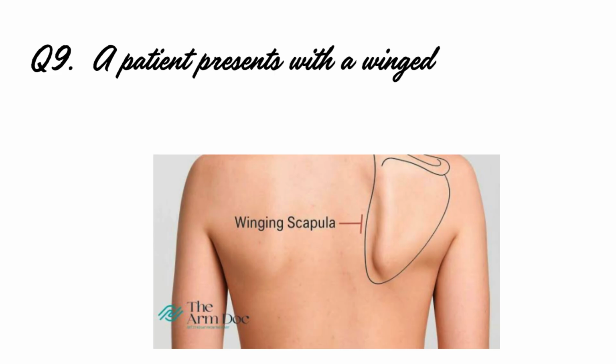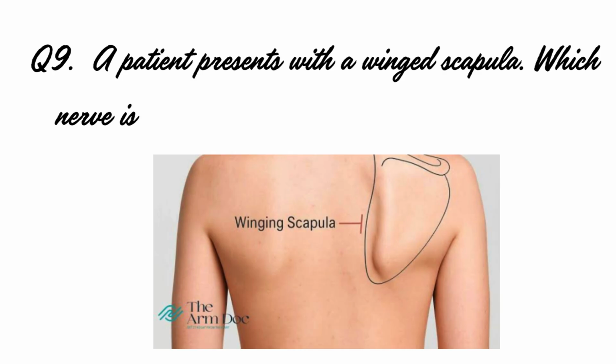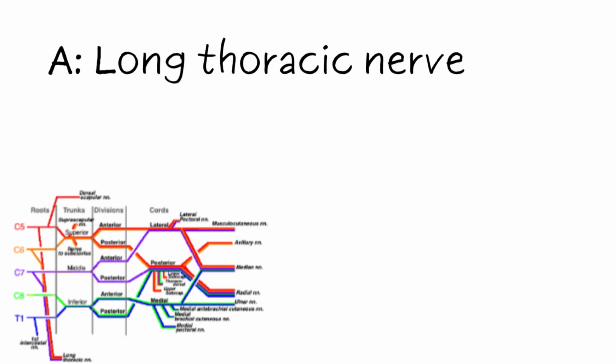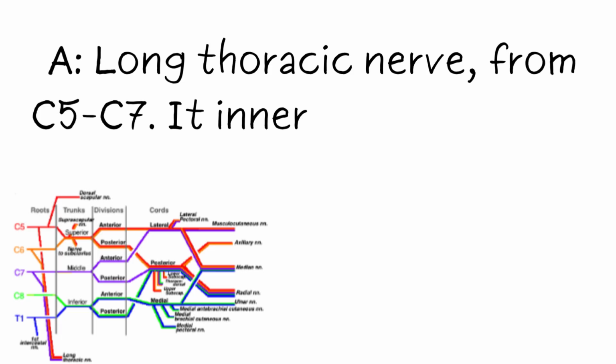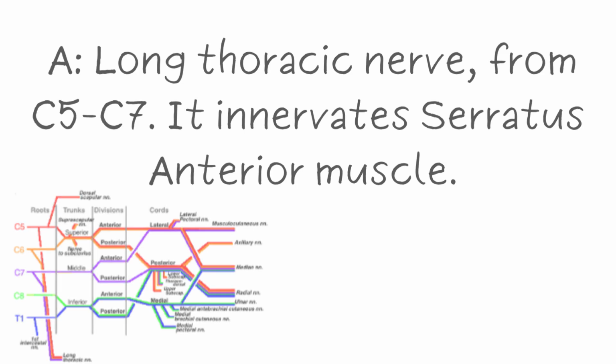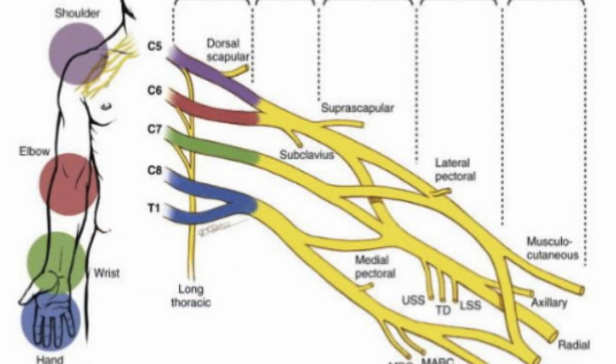Question number 9. A patient presents with a winged scapula. Which nerve is damaged and where does it arise from? The long thoracic nerve is damaged. It arises from C5 to C7 and it innervates the serratus anterior muscle. This nerve, the long thoracic nerve, comes directly from the root and not from a trunk or from a cord.